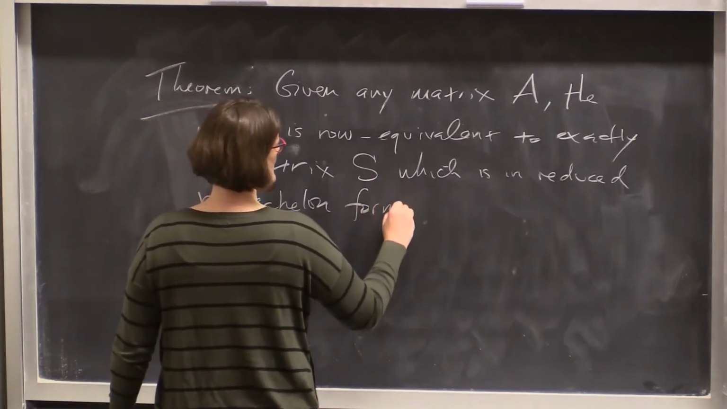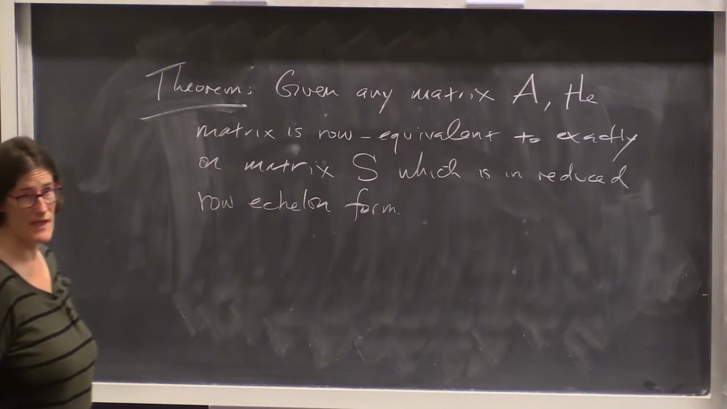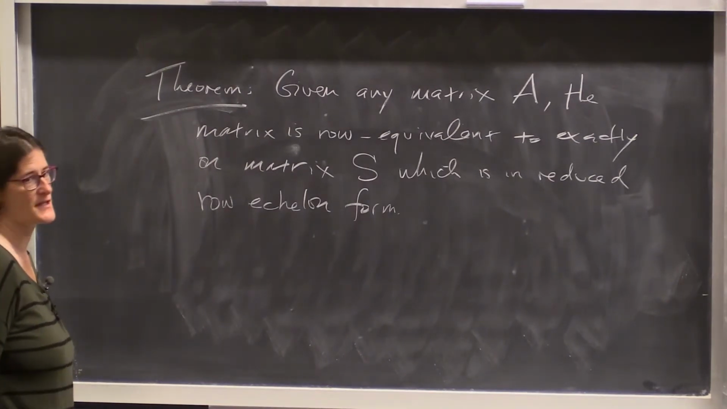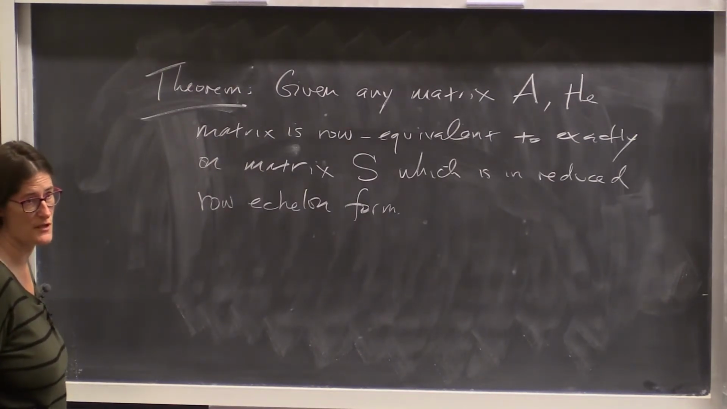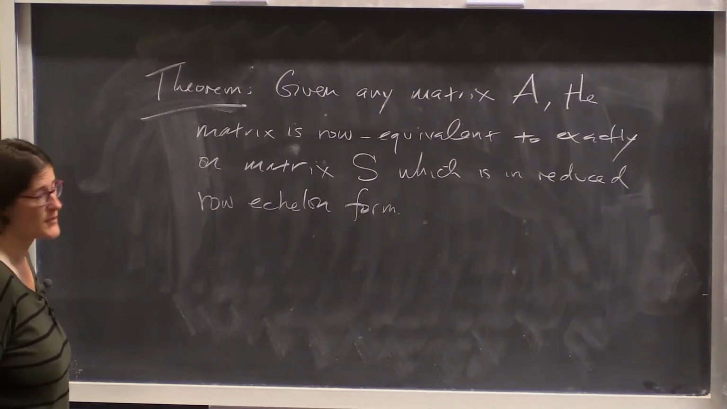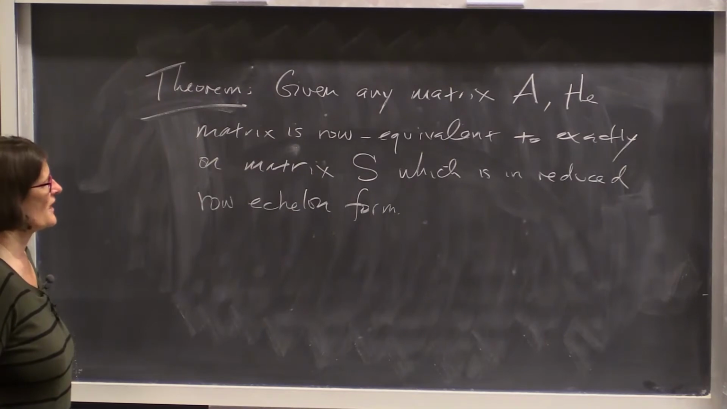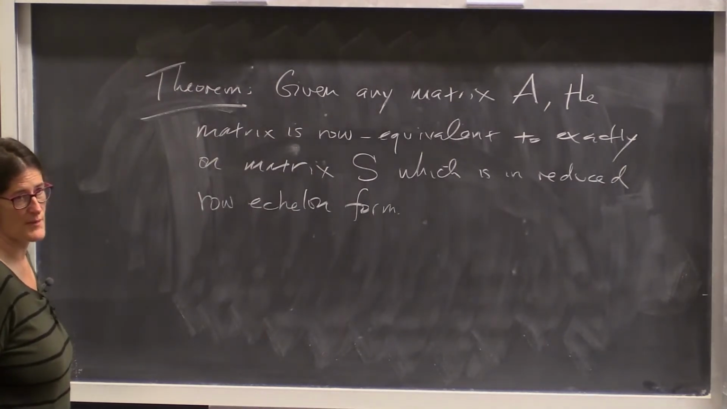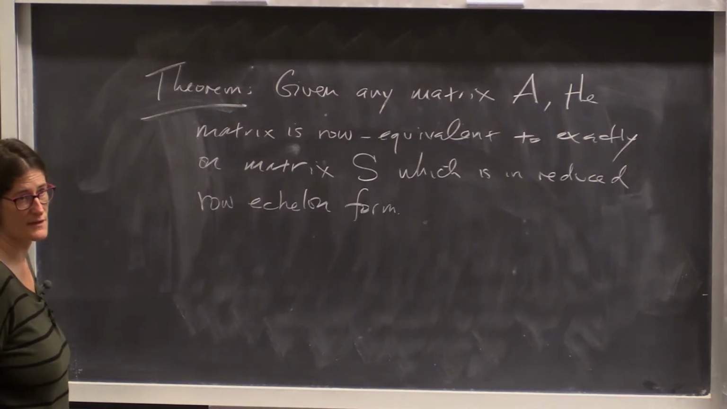It is this theorem that allows us to give one matrix to 1,000 students on an exam and ask them to find the reduced row echelon form of that matrix, because there's only one possible answer. If we asked you to find an echelon form of that matrix, there could be 1,000 different answers, and we would have to check that each one was correct.